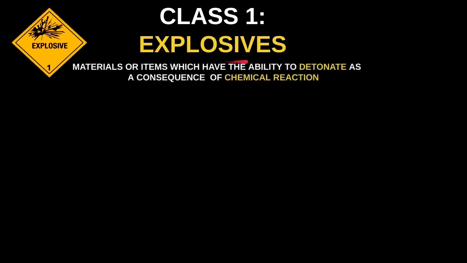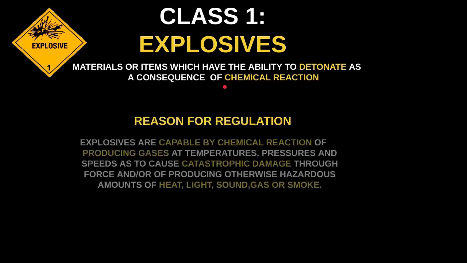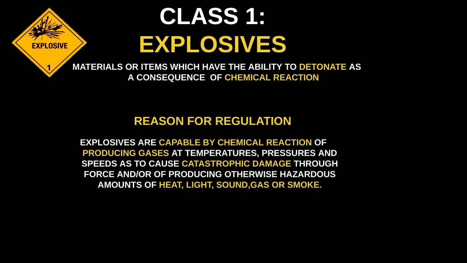Class 1 are your explosives. Here, we have the diamond-shaped label for explosive materials or items, which have the ability to detonate as a consequence of a chemical reaction. The reason for the regulation is that explosives are capable, by chemical reaction, of producing gases at temperatures, pressures, and speeds that cause catastrophic damage through force, heat, light, sound, gas, or smoke.